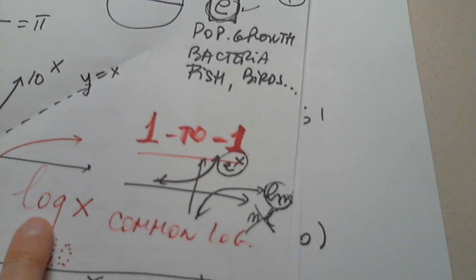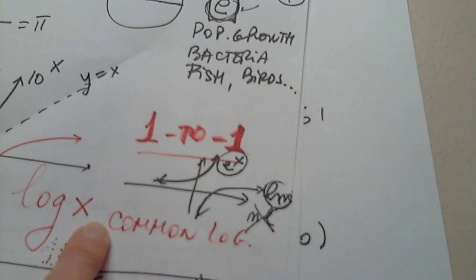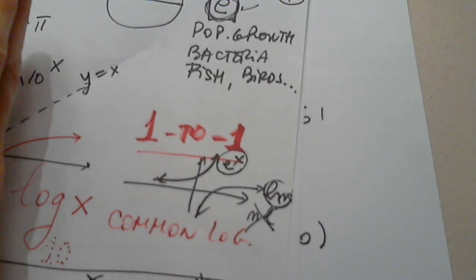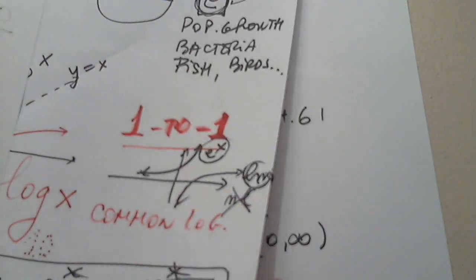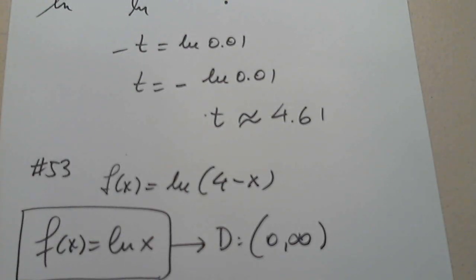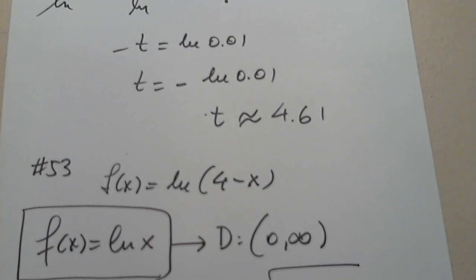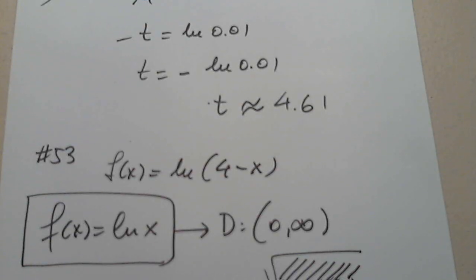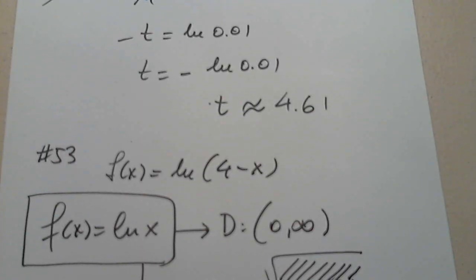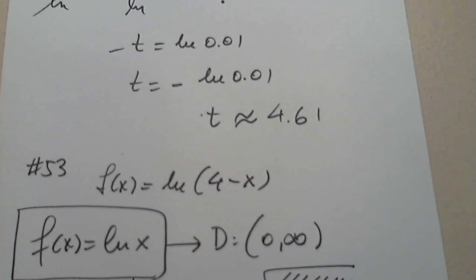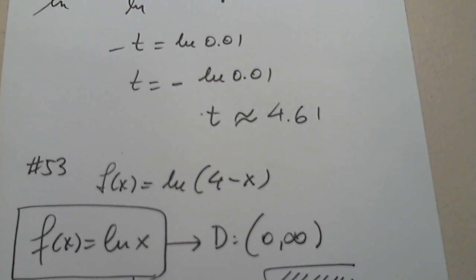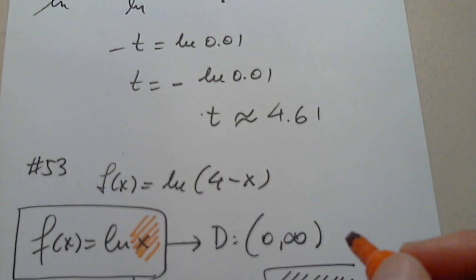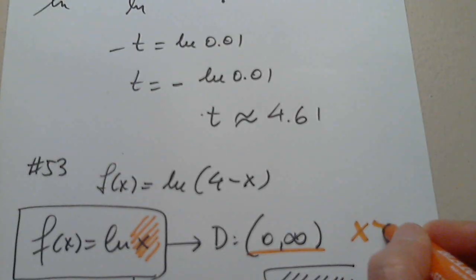The domain of natural log, common log, any log, plain x is 0 to infinity. In other words, like with the square root, whatever I have in the square root, this quantity has to be greater than or equal to 0. Like with the rational function, this one cannot equal 0. Here, the rule is this, whatever it is, has to be strictly greater than 0.